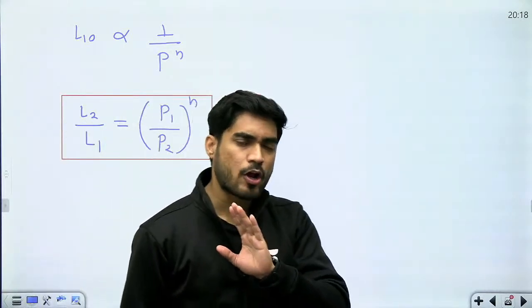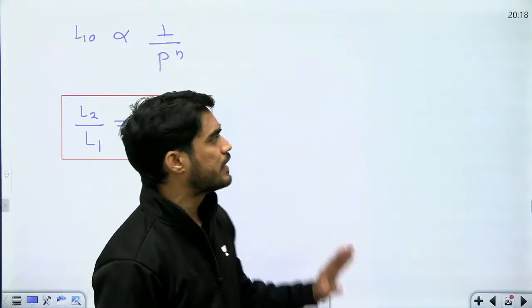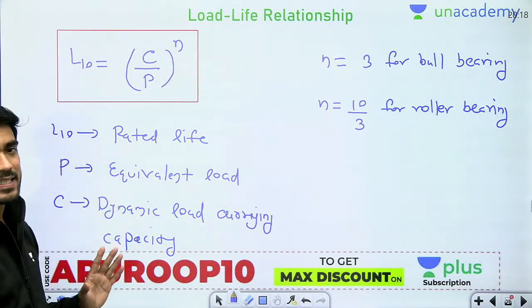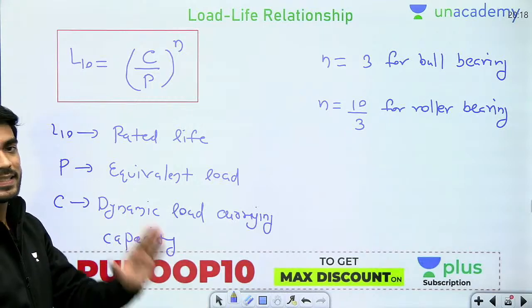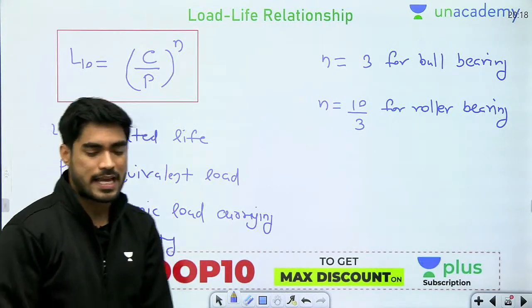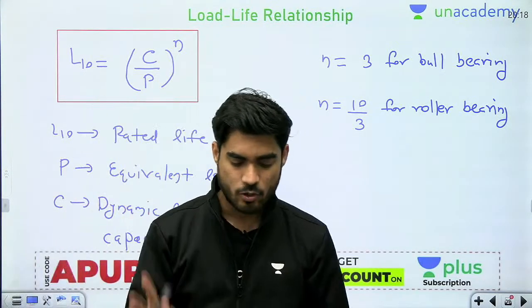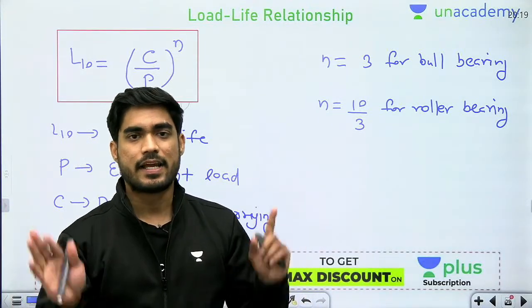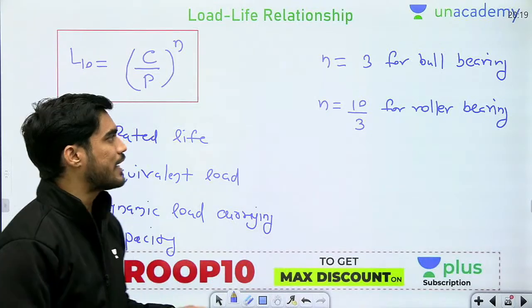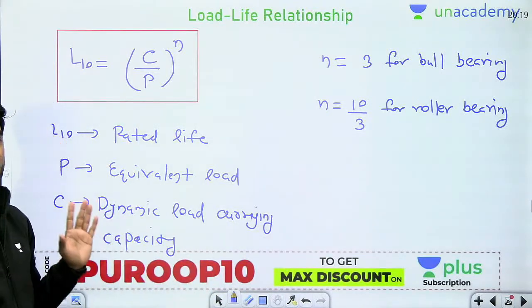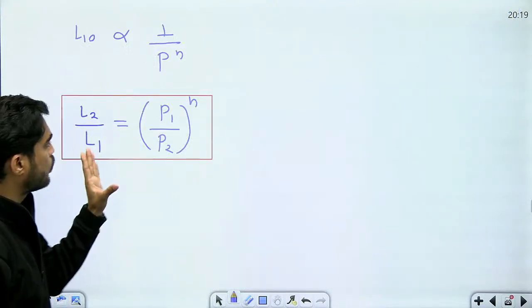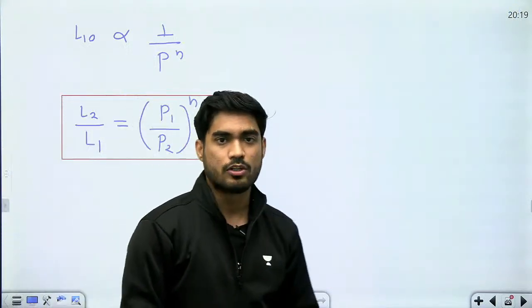The numericals from rolling contact bearing will be only from these equations. Whatever numericals come can only come from these relations, and no other relation will be used to ask numericals. That is my guarantee. So you only need to remember these relations. Okay, L10 equals C by P whole to the power n, L2 by L1 equals P1 by P2 whole to the power n.